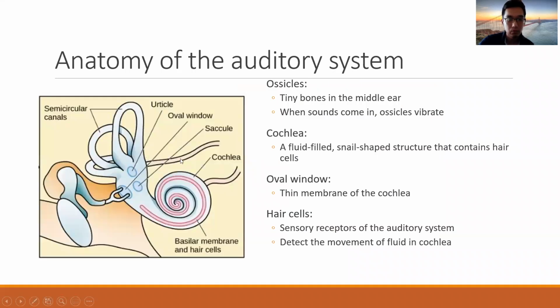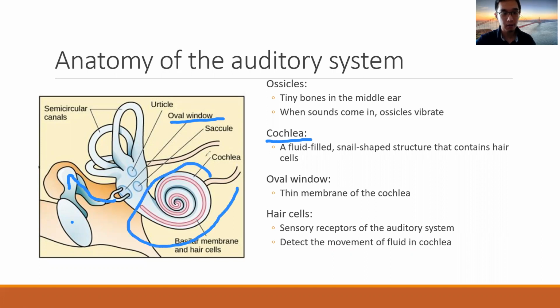So what is in this part? You can see the eardrum and three ossicles. The three ossicles are connecting to a structure called the oval window. The oval window is like the eardrum, a very thin layer of cells. It's a membrane. The oval window is a part of the cochlea. So the cochlea is a structure here.